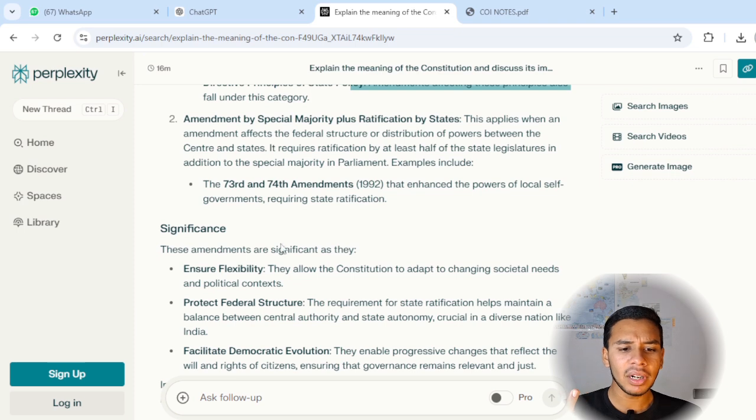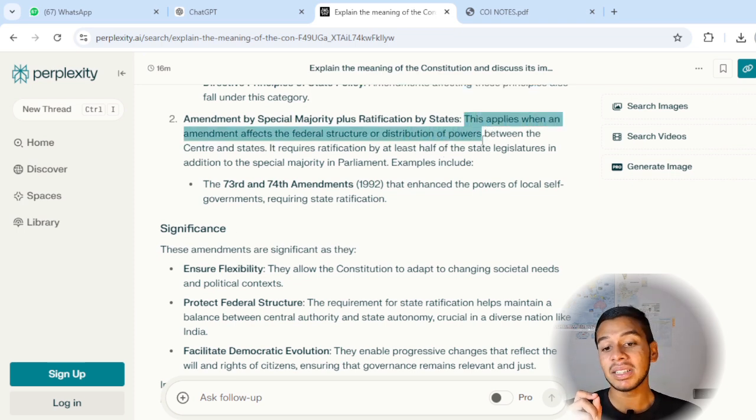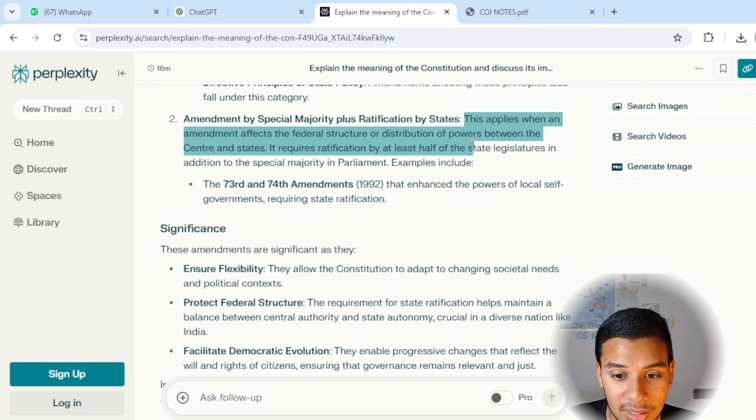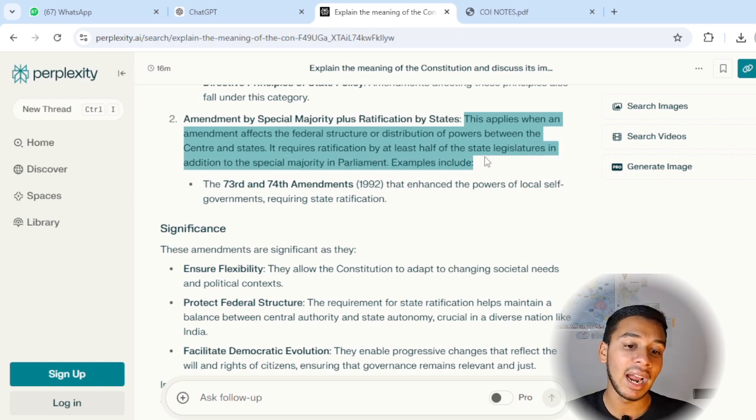The second important type would be amendment by special majority plus ratification by states. So what does this mean? Even I don't know exactly. This applies when an amendment affects the federal structure or distribution of powers between the center and states. It requires ratification by at least half of the state legislatures in addition to the special majority in Parliament. It includes the 73rd and 74th Amendments of 1992 that enhanced the power of local self-government, requiring state ratification.